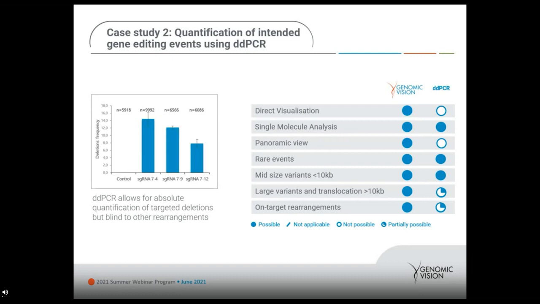So we then sought to compare our deletion frequencies with an alternative technology, and we used droplet digital PCR. The deletion frequencies calculated by droplet digital PCR are presented in the graph here, and the range of deletion frequencies is very similar to what we observed with combing, validating our results. So droplet digital PCR allows for an absolute quantification of targeted deletion, but it's really blind to other rearrangements like the complex one that I just presented or the sister chromatid fusion that I presented in the first case.